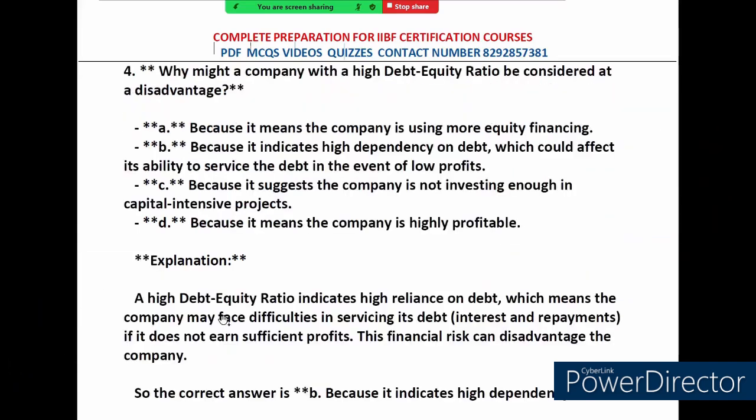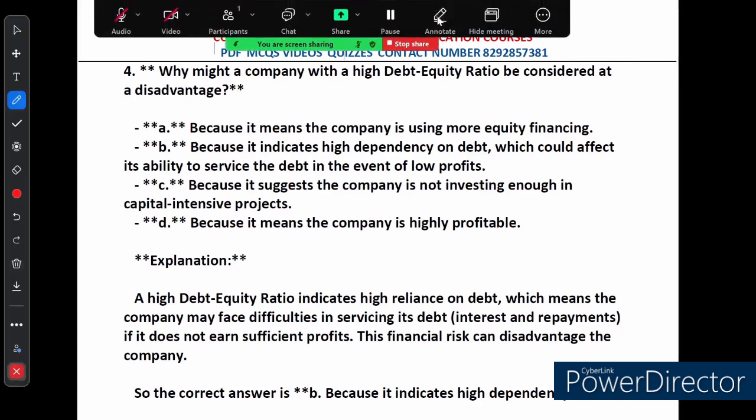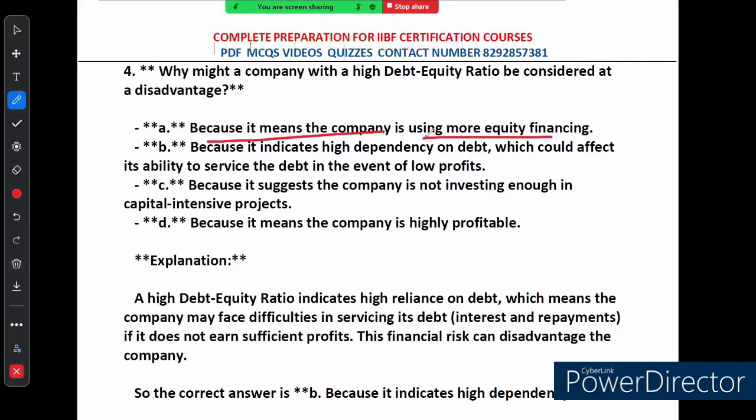Now let's come to the next question. Next question is: why might a company with a high debt equity ratio be considered at a disadvantage? So very good question, कि किसी कंपनी का हाई DER है तो वो डिसएडवांटेज क्यों है? Let's go through the options. First option says because it means the company is using more equity financing. This is actually wrong. High DER suggests the opposite. It means the company is using more debt, not equity. So option A is incorrect.